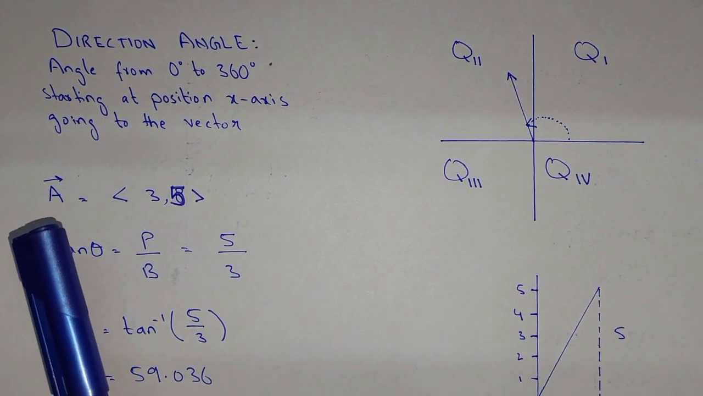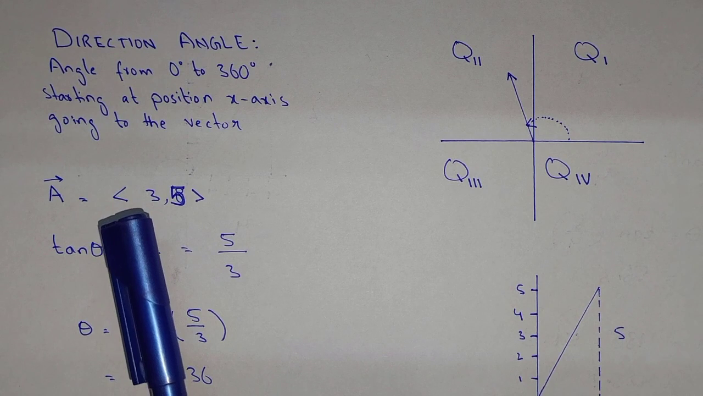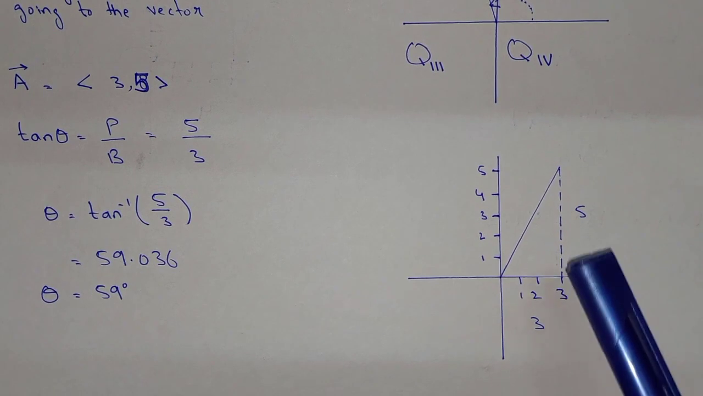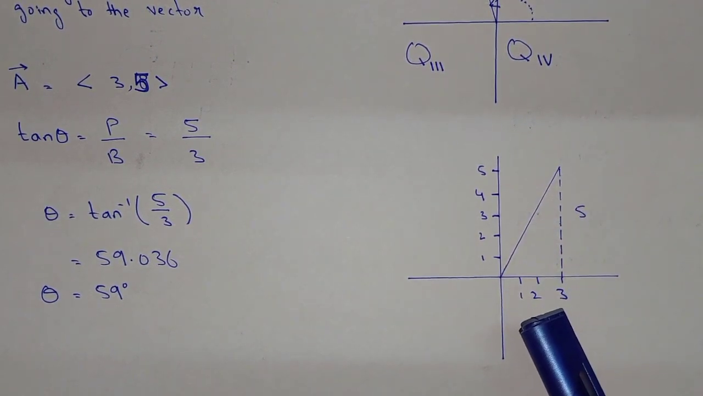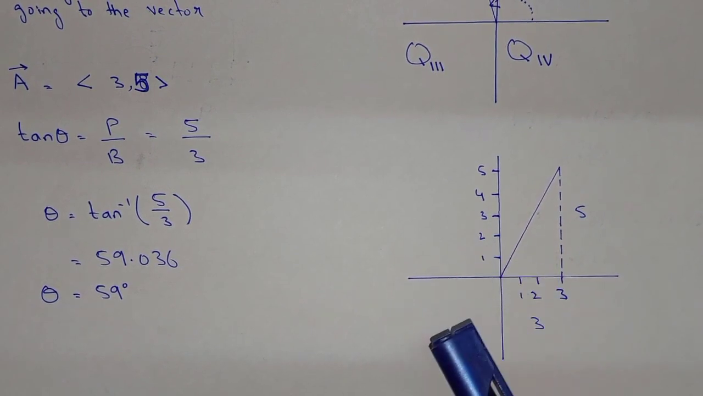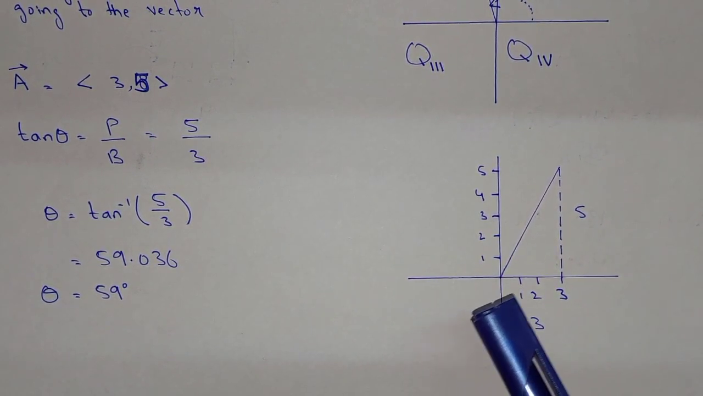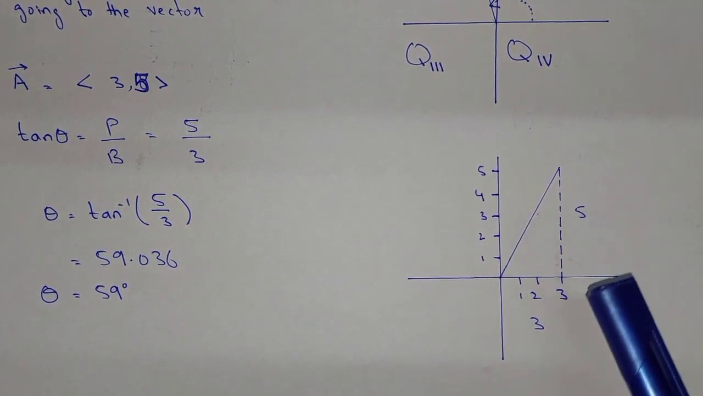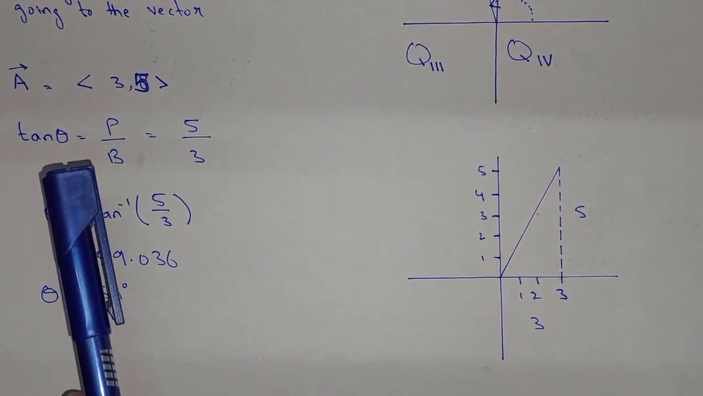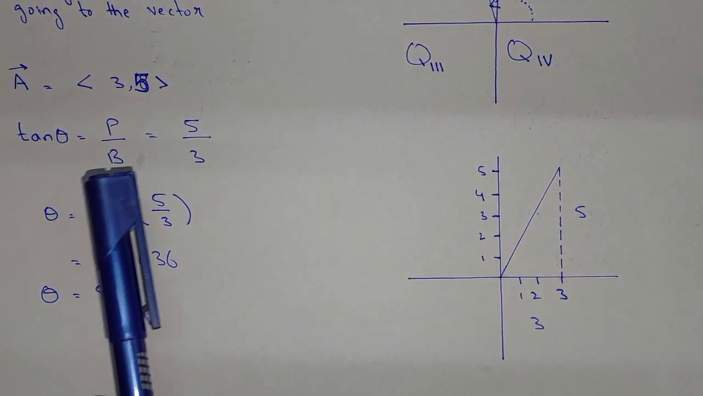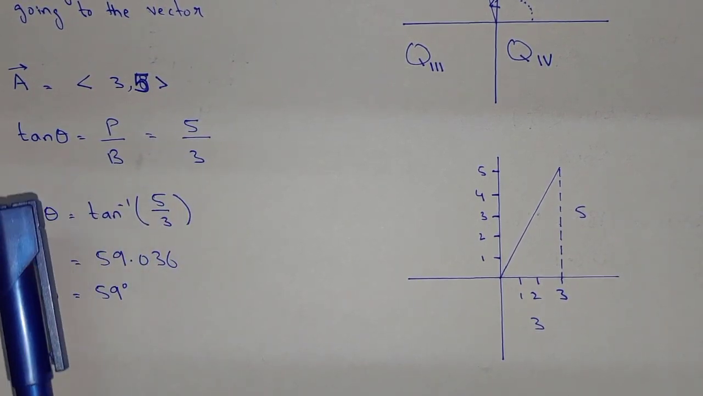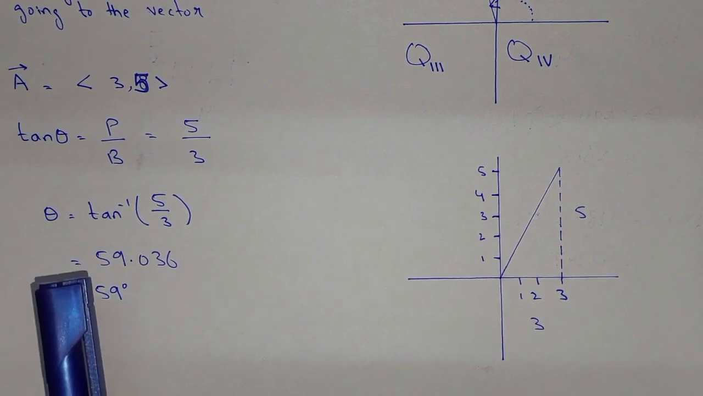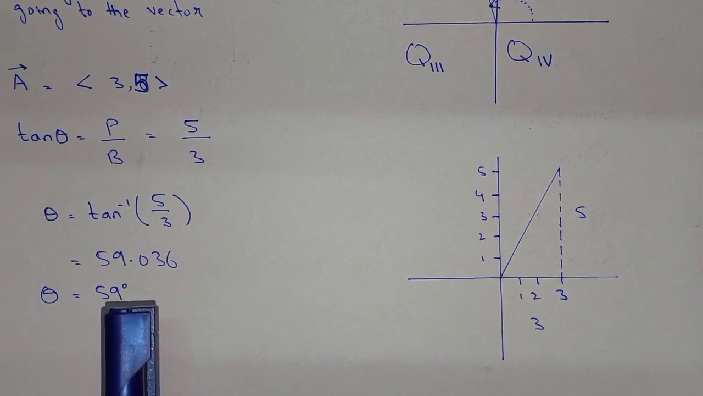Now here, let's suppose we have the vector A and its coordinates are 3 and 5. Here in the graph we have 3 on the x-axis and 5 on the y-axis. So we can apply the tangent formula for finding this angle. We know that tangent theta is equal to perpendicular upon base. Here the perpendicular is 5 and the base is 3. So tangent theta equals perpendicular upon base, equal to 5 over 3. So theta equals tangent inverse 5 over 3. After calculating, the answer will be 59.036, so theta equals 59 degrees.